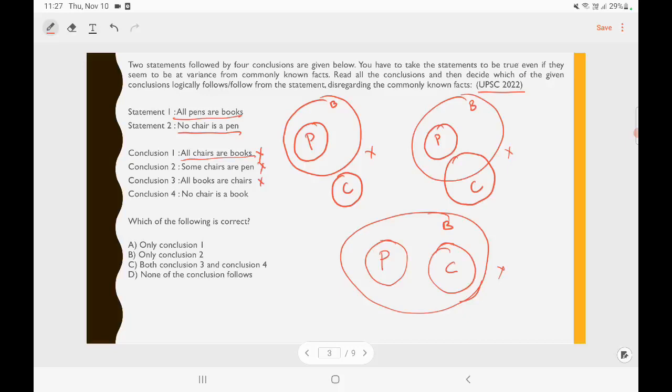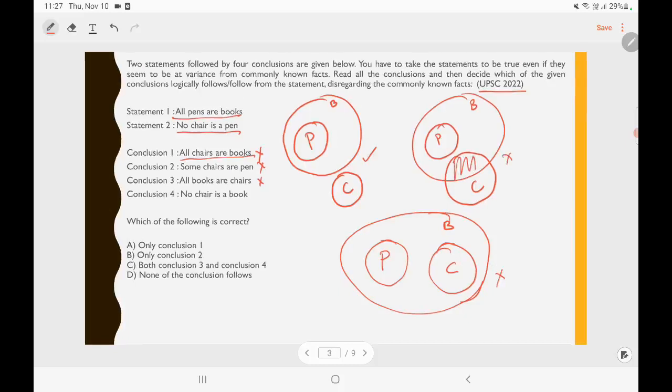So no chair is a book means here no chair is a book, it is satisfying. But here no chair is a book is wrong, because this much chairs are books. Here also all the chairs are books, so here also it is wrong. So only in this possibility conclusion 4 became correct. That means this statement is wrong. Okay, so this is the first method by drawing the Venn diagram. So you know that all the conclusions are wrong. So D is the correct answer.